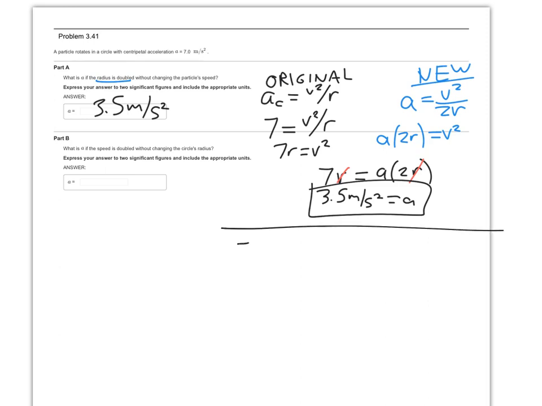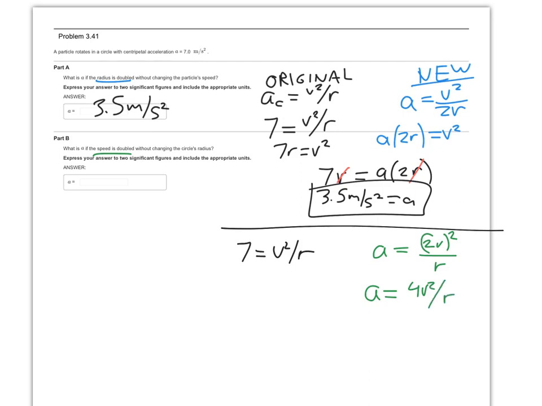Moving on to part B, I'm still going to have my original 7 equals v squared over r, and then I'm going to set up my new one when my speed is doubled. So I'm going to say that my acceleration is 2v, and remember it's that entire quantity squared, not just the v, so (2v) squared over r. That means my new situation is actually 4v squared over r, because we're squaring both.